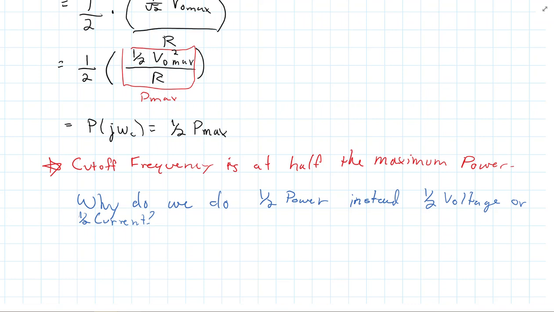And so that's why we would define it as 1/2 power, because if you want to think about strength of a signal, power is going to give us the strength of the signal. So that's why we're interested in 1/2 power.